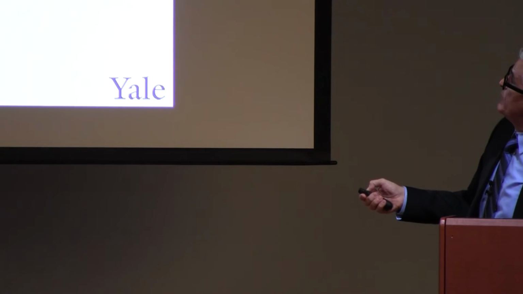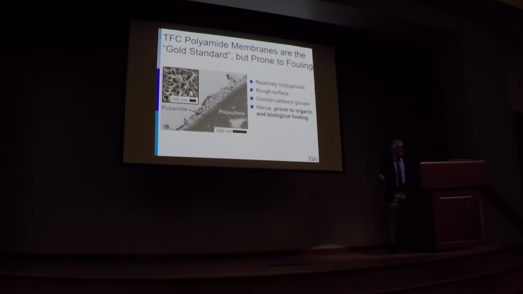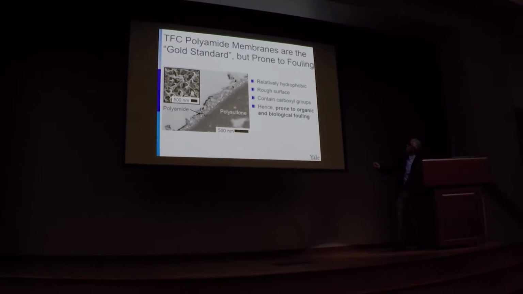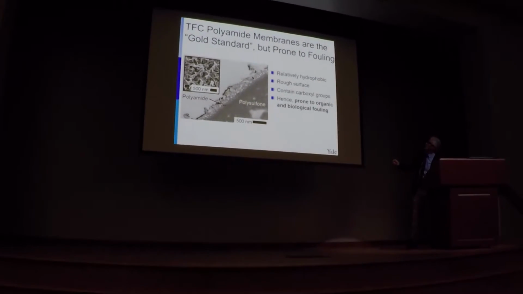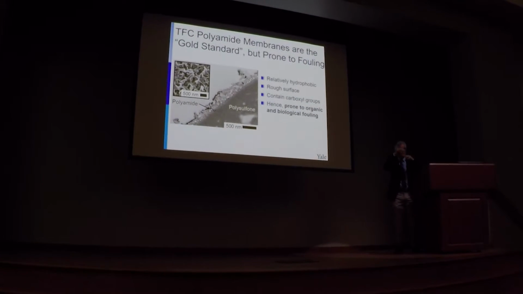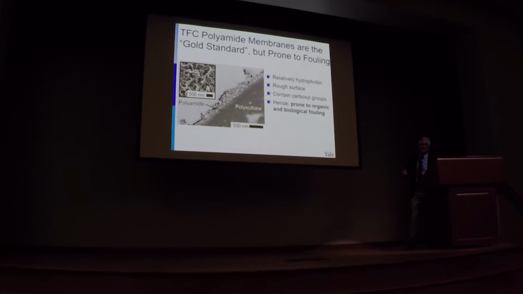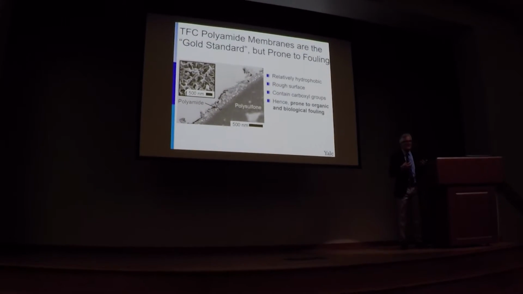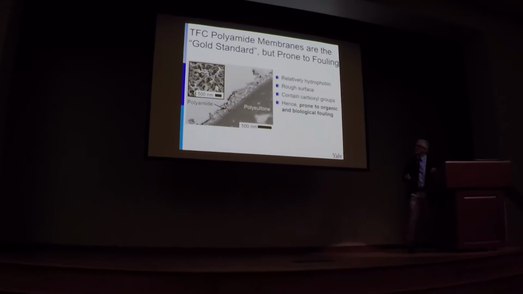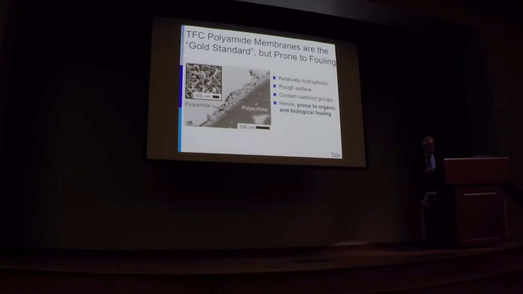Now, thin film composite polyamide membranes, although they can provide the right permeability and selectivity to get the energy, as I indicated earlier, are relatively hydrophobic. They have a rough surface because of the interfacial polymerization reaction. They contain carboxyl groups. They're also sensitive to chlorine. You cannot just clean them with chlorine or disinfectant to destroy biofouling. Because of all of these reasons, they are prone to fouling, organic fouling and biological fouling.